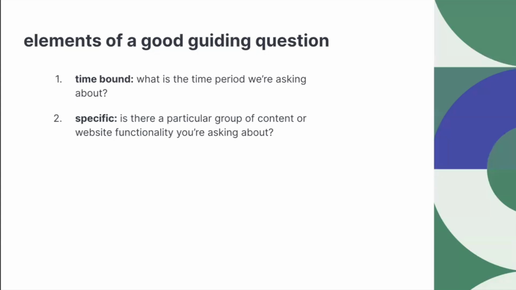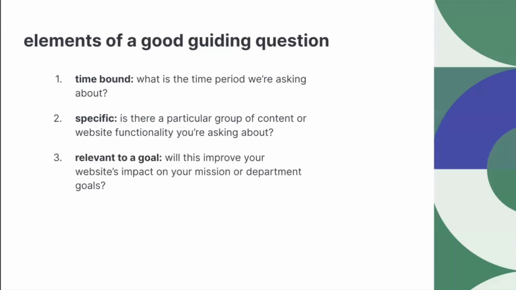So we really want to be very specific about the content or the thing that we are looking at. Number 3, we want to make sure that our question is relevant to a strategic goal. And that's why I brought up the strategic goal earlier. We want to make sure that we are assessing or auditing towards a particular goal that we might have. Now, this might be an organizational goal, or it could be a specific department goal for a fund development group or a communications group.